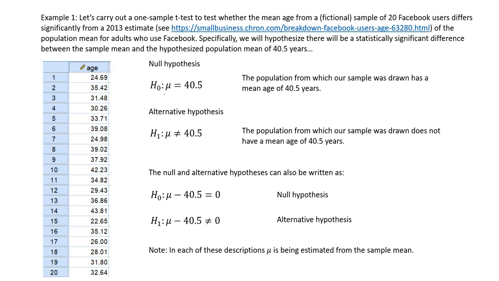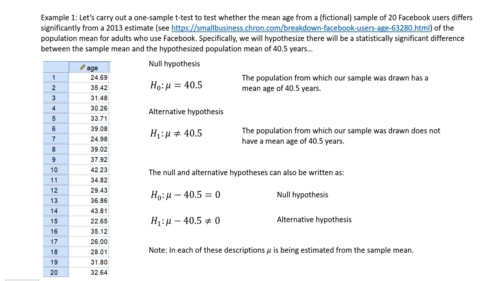Our null hypothesis, which you see right here, is stating that the population from which our sample is drawn has a mean of 40.5 years. The alternative hypothesis that you see right here is stating that the population from which our sample is drawn does not have a mean of 40.5 years.